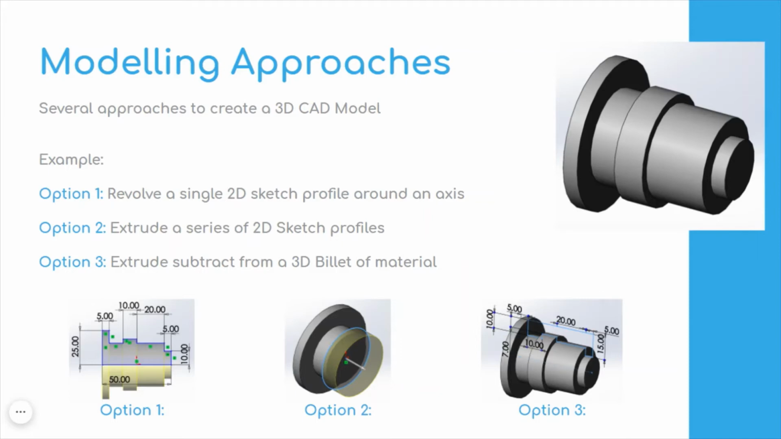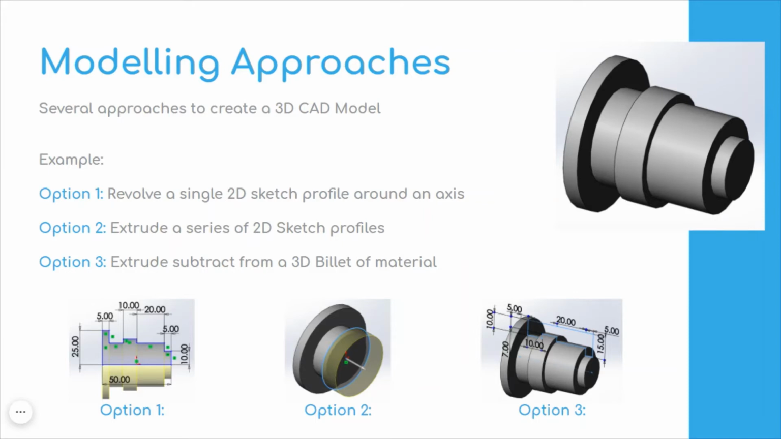If we look at option 2, you would have to create a series of 2D sketch profiles. These would be circles, and then you're using the extrude feature. Obviously this takes a number of steps to produce it in this manner.